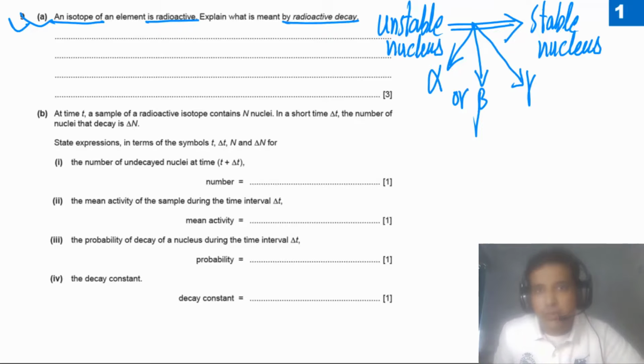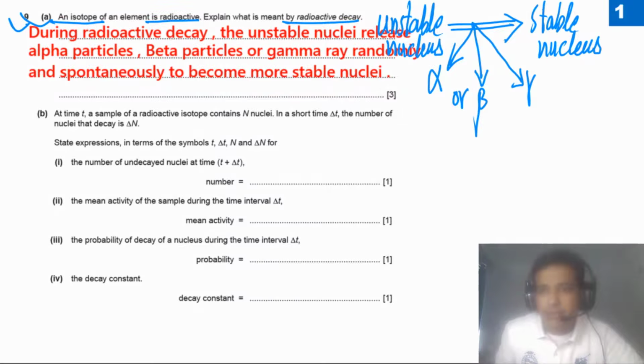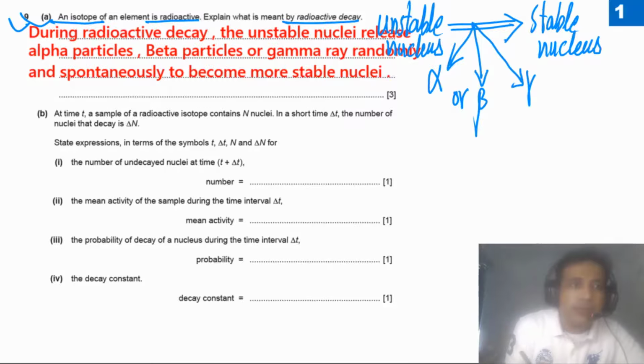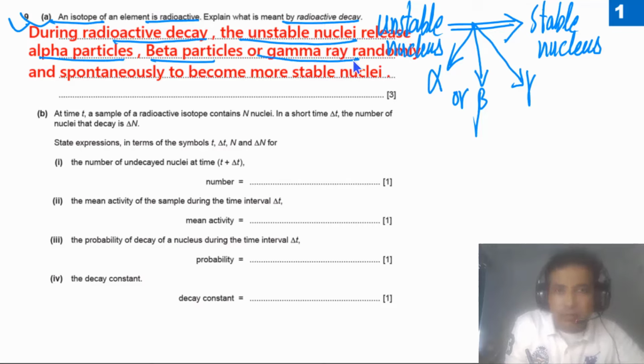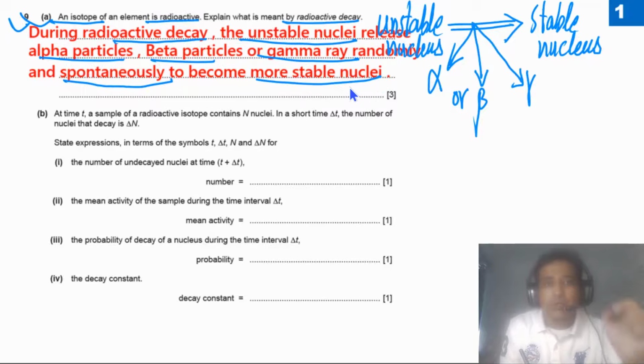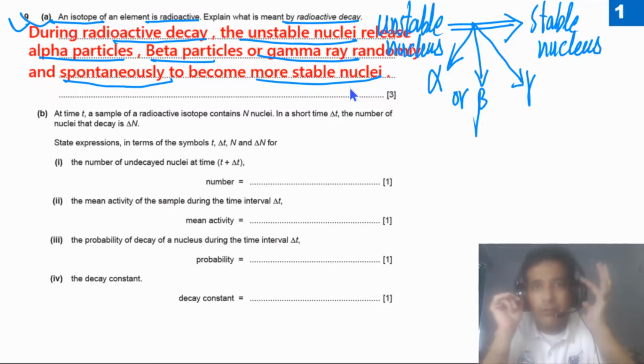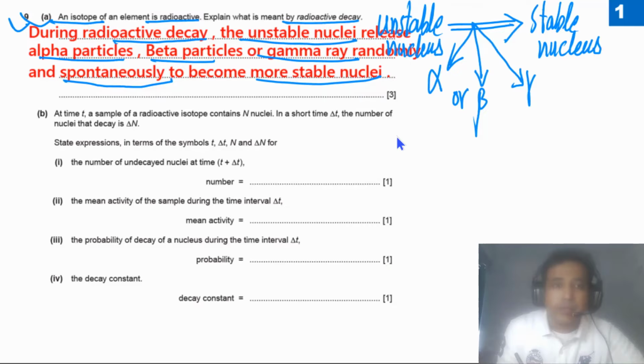So let me show you how you can write down your answer. In your answer you can say, during radioactive decay, the unstable nuclei release alpha particles, beta particles or gamma rays randomly and spontaneously to become more stable nuclei. Randomly and spontaneously are very important because radioactive decays are random in nature and also spontaneous in nature. So you have to mention this in your answer, then you can get 3 marks for this question.